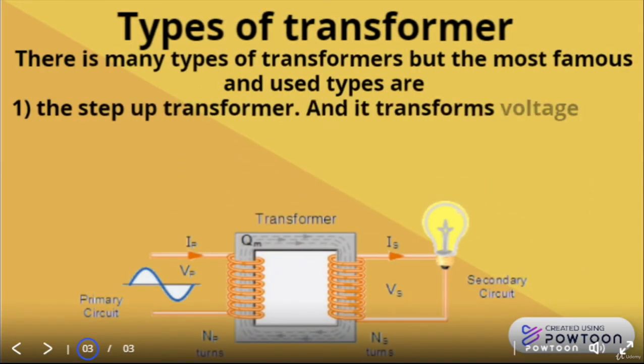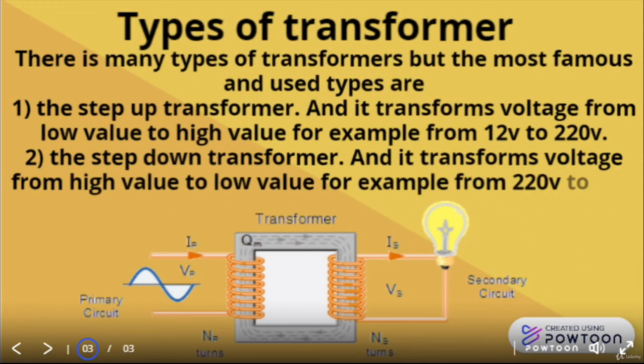Types of transformer. There are many types of transformers, but the most famous and used types are the step-up transformer, which transforms voltage from a low value to a high value, for example from 12 volts to 220 volts. The second type is the step-down transformer, which transforms voltage from a high value to a low value, for example from 220 volts to 24 volts.